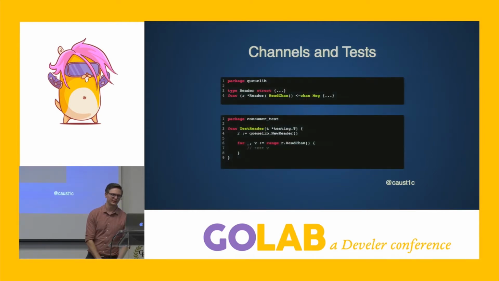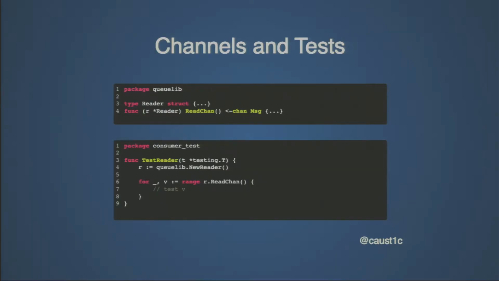So let's take a look at some code again. So here we have a qlib, which has a type Reader, and this Reader type has a method called ReadChan.